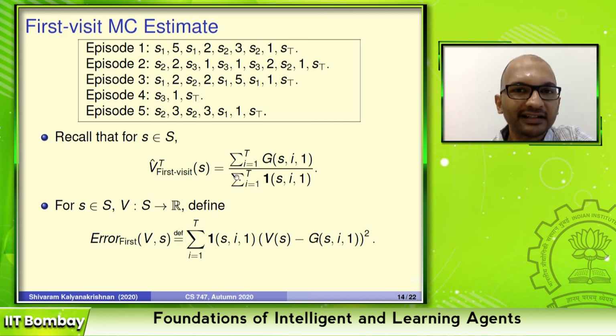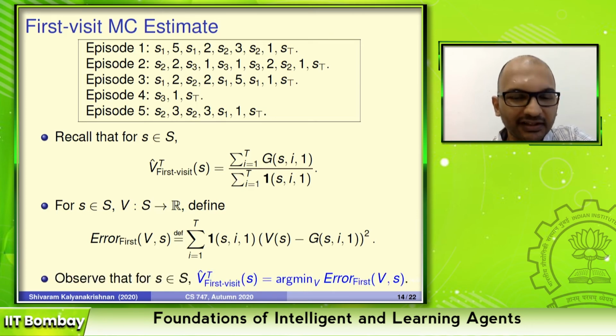Now, because our prediction is the average of all those actual long terms, it's not very hard to see that what we are outputting as the first visit Monte Carlo prediction is the quantity that minimizes this definition of error. We know that average minimizes squared error. So the answer computed by first visit Monte Carlo is the one that minimizes the sum of squared errors, where each error is the actual long-term return from a first occurrence minus the prediction.